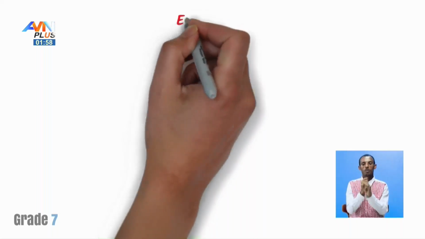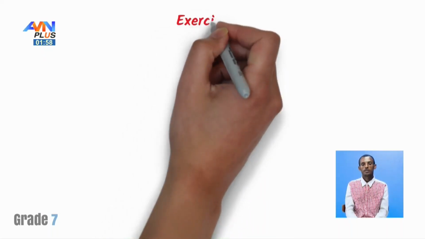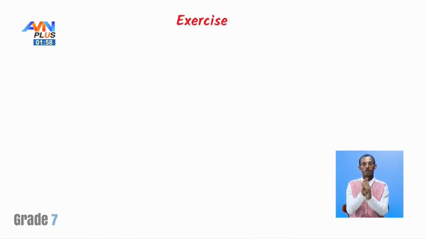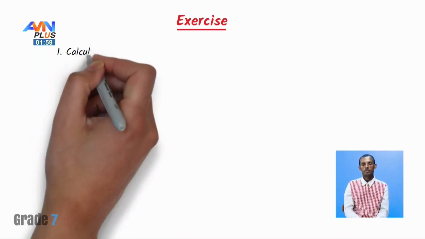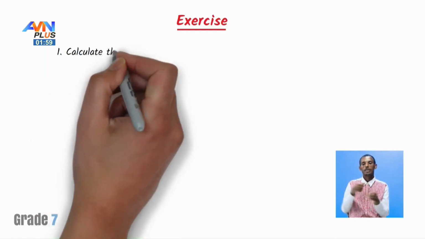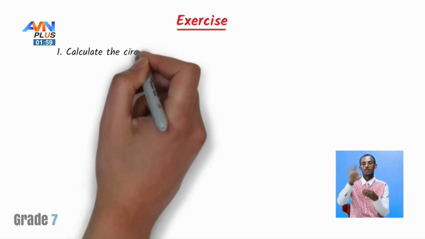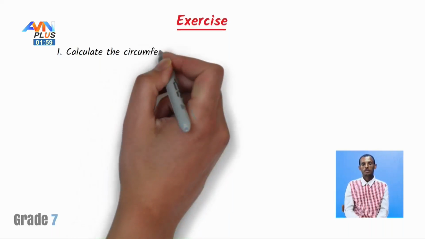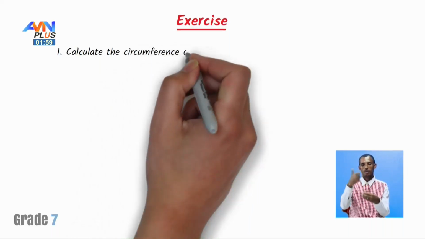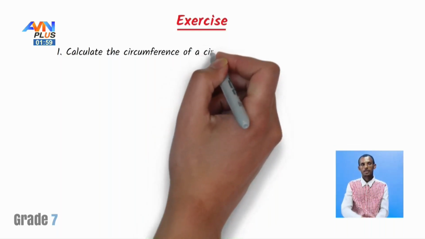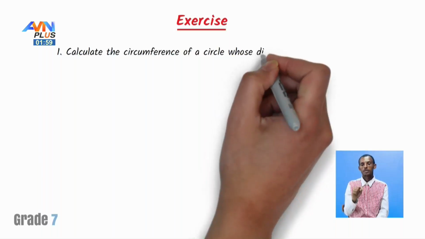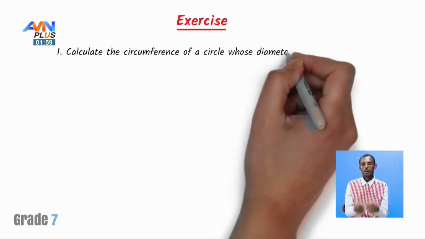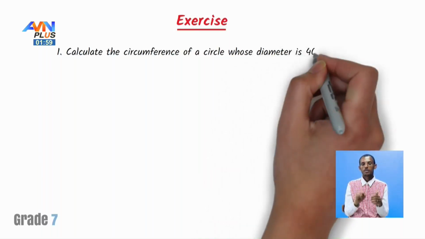Exercise 1. Calculate the circumference of a circle whose diameter is 40 meters long.